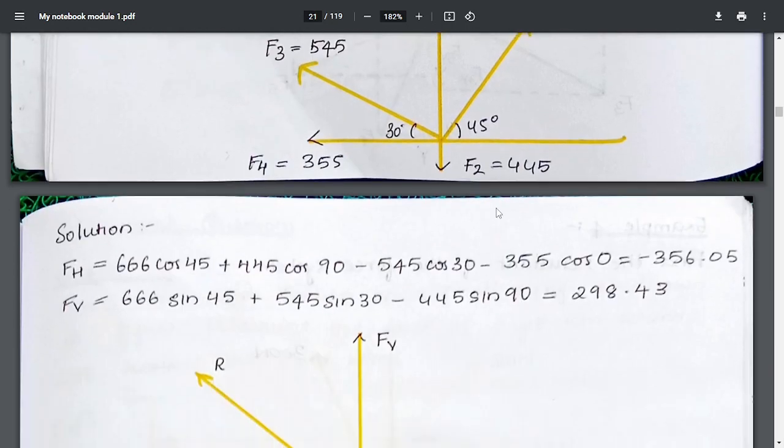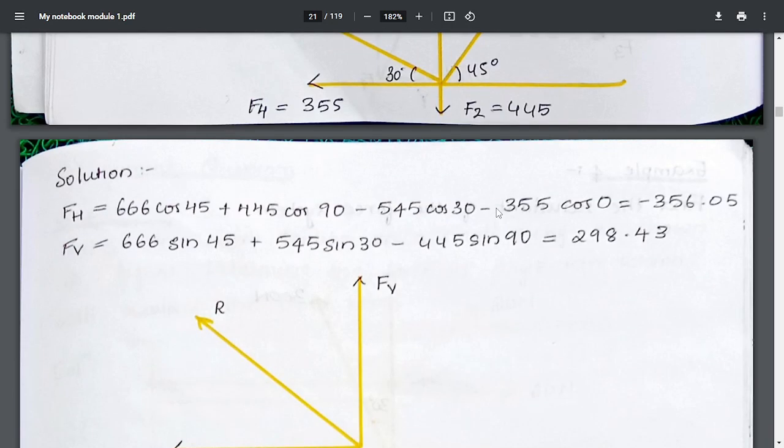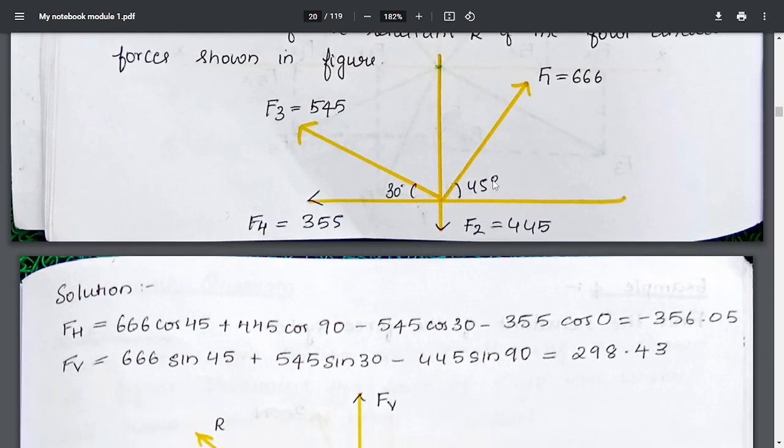Okay, so the solution here. If you are taking the forces in the horizontal direction, we'll be having 666 cos 45, then we'll be having 444 cos 90, which will be 0. Then we will be having minus 545 cos 30 minus 355 cos 0, which will give us minus 356.05.